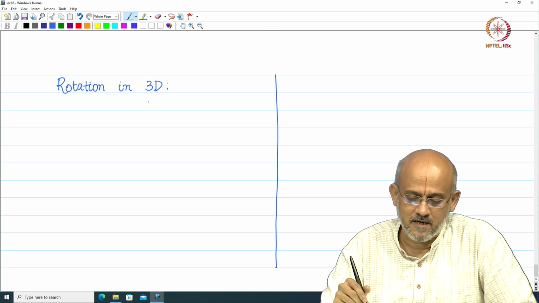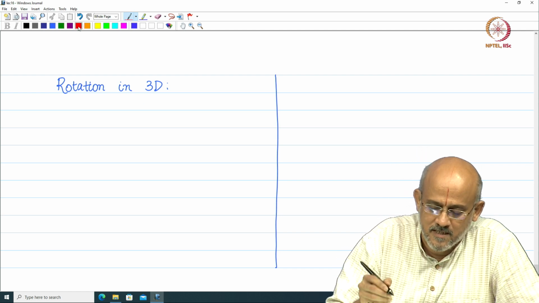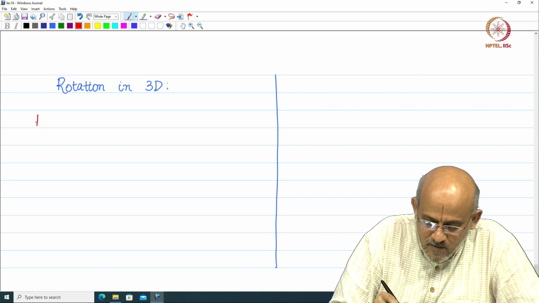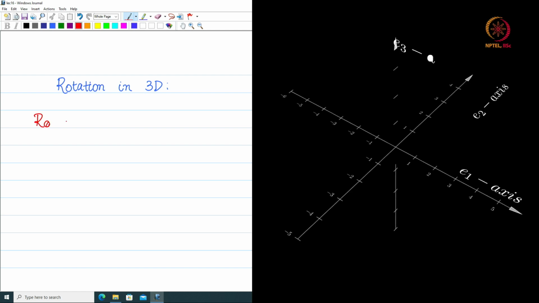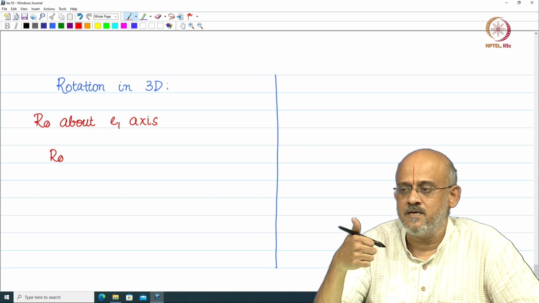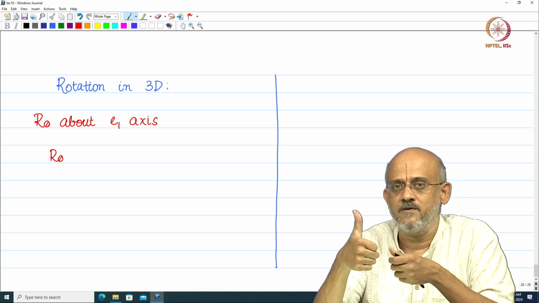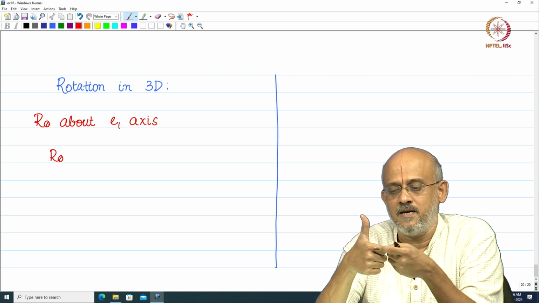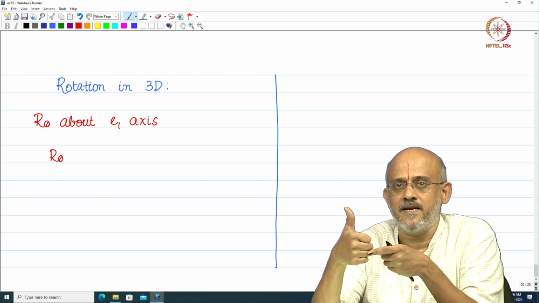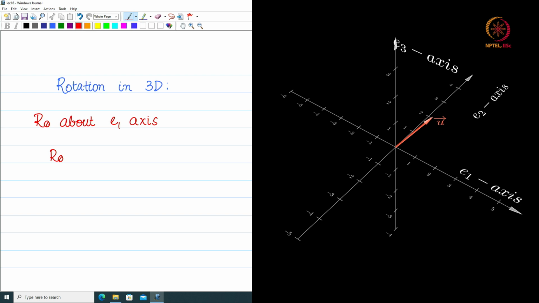For looking at rotation in 3D, let us list out the following. I am going to take rotation by an angle theta about, let us say, the E1 axis or the x1 axis. So, what is going to be R theta? If you curl your fingers, this is the axis about which I am going to rotate, and the rotation is going to happen in the x2 x3 plane. So, that is what I am going to look at. This rotation happens in the x2 x3 plane, which means my x1 component is fixed. So, how is this going to look?